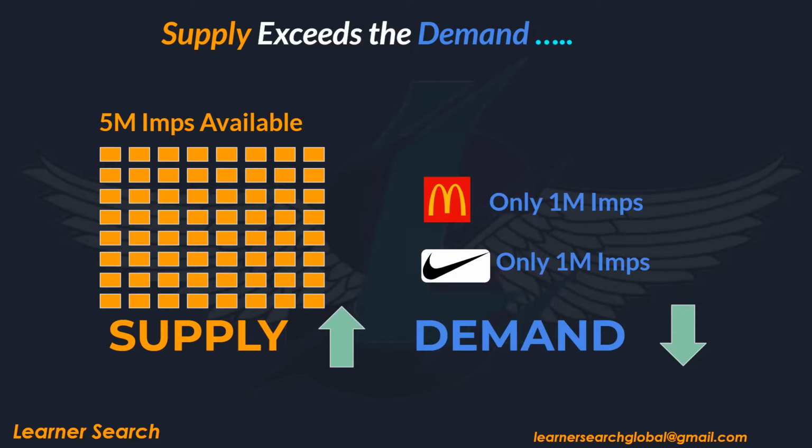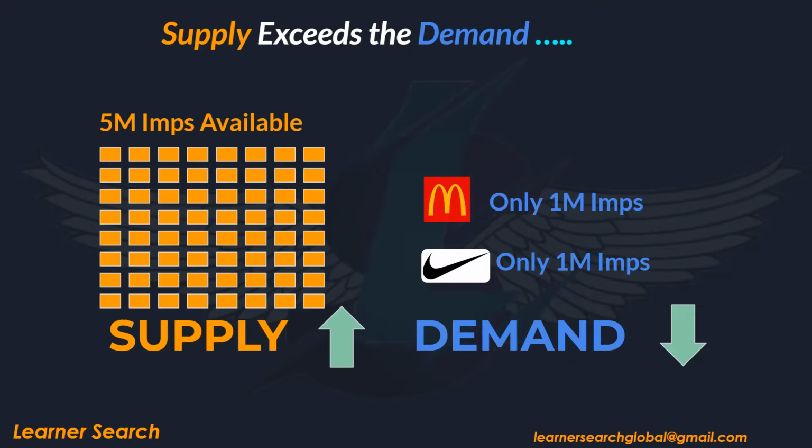So in this case, what happened? What's your observation on this? Actually, the publisher has 5 million impressions available to sell, but only two companies want to buy. McD wants to buy 1 million impressions, and Nike wants to buy 1 million impressions. So the supplier will lose out, right? Because there are 3 million impressions left.